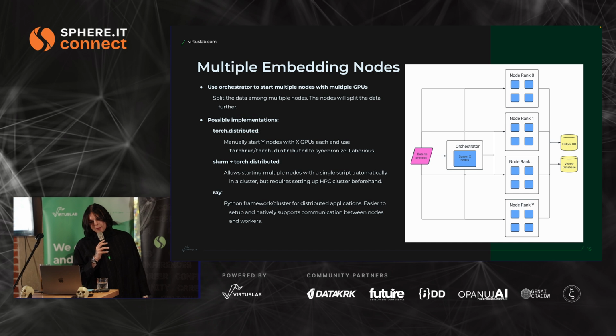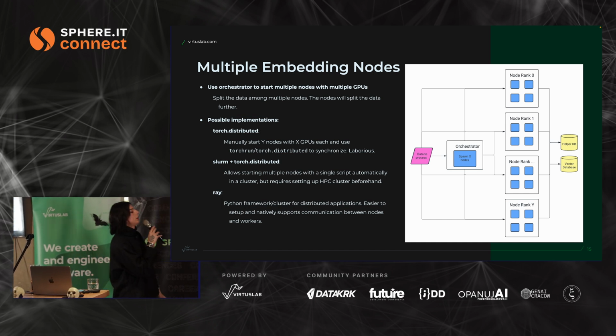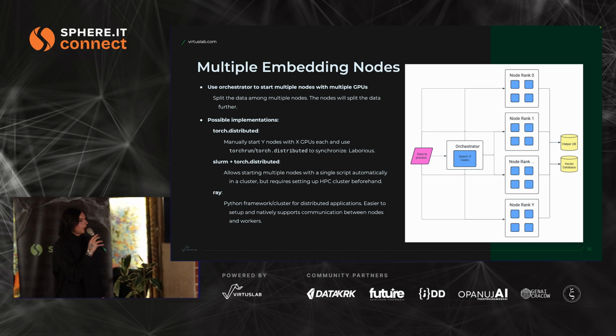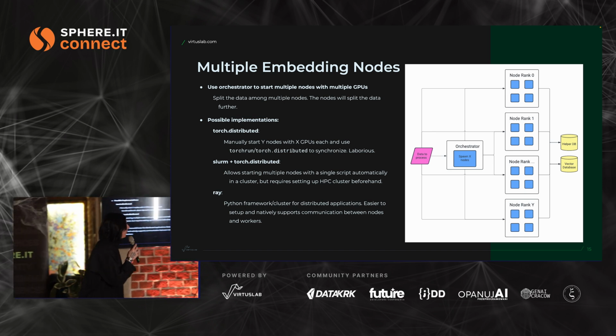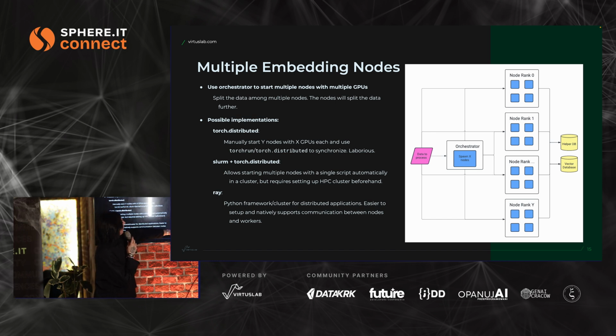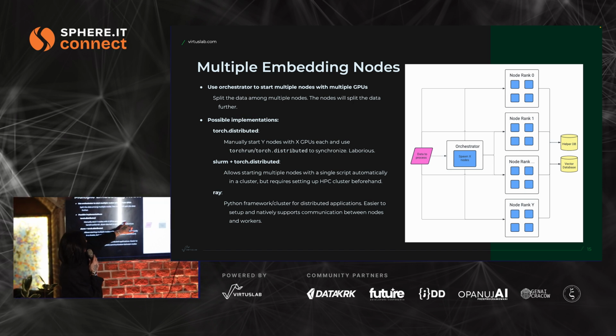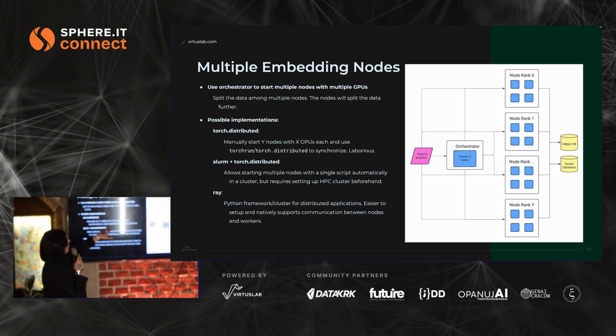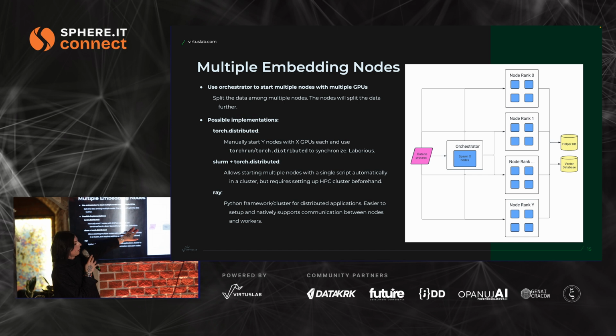So now we have multiple embedding nodes. This is a much more complicated setup. Now we need an orchestrator that spawns nodes, and each of these nodes have their own GPUs. And the simplest implementations for that are torch distributed. But you need to manually start those X nodes with X GPUs and run torch run or torch distributed to synchronize, which is laborious.